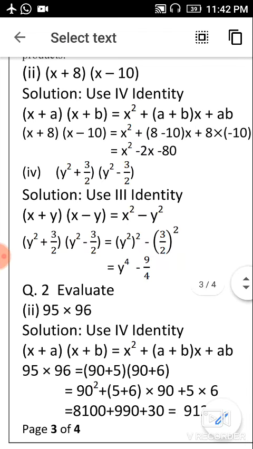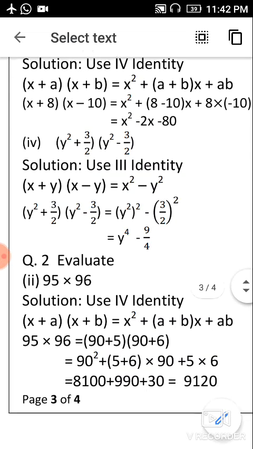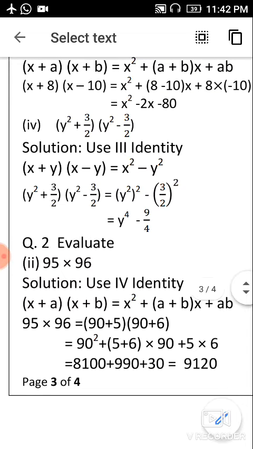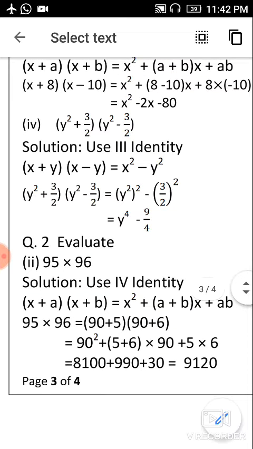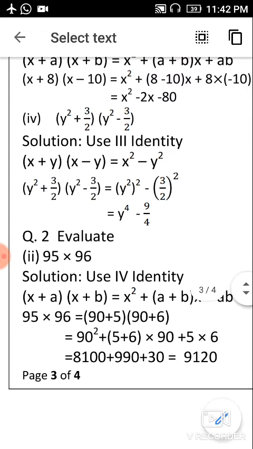Now the fourth part: y square plus 3 by 2, into y square minus 3 by 2. Both the first and second terms are the same, but they are in two brackets and they have the minus sign. So you have to use the third identity. The third identity is what? x plus y into x minus y equals x square minus y square. That's why y square plus 3 by 2 into y square minus 3 by 2 will be y square whole square minus 3 by 2 whole square.